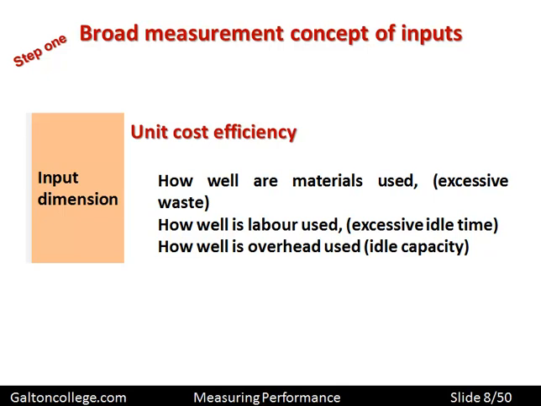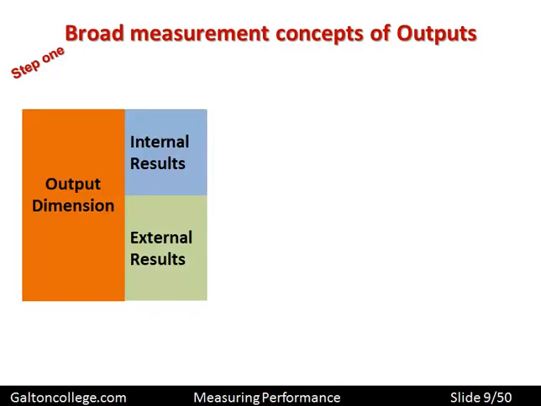Are the overheads fully utilized? Or are parts of the business just standing idle? Does it have excessive floor space that's not being used? That's an overhead. It has to be paid for. So to what extent is the business efficient? That's an input dimension.